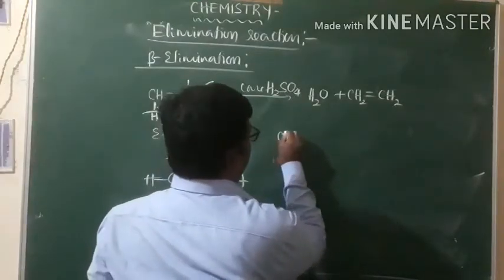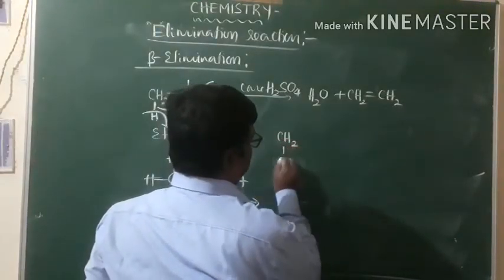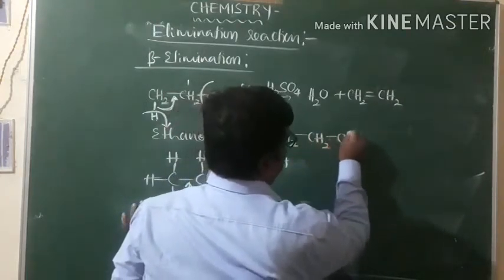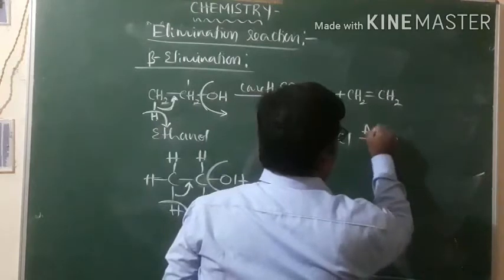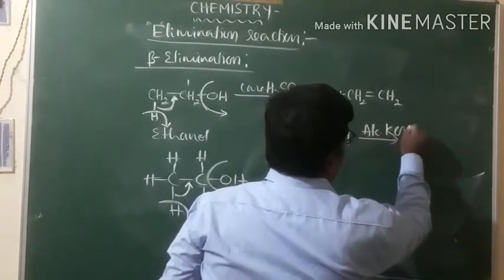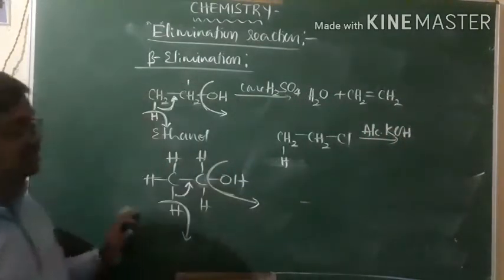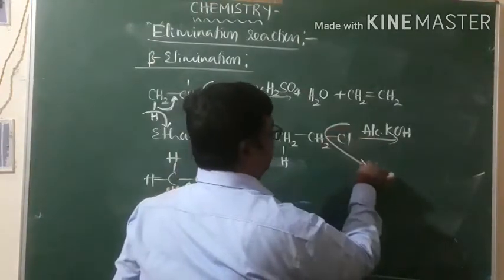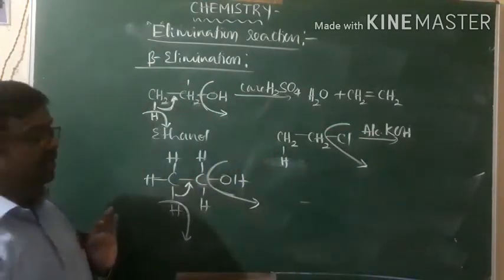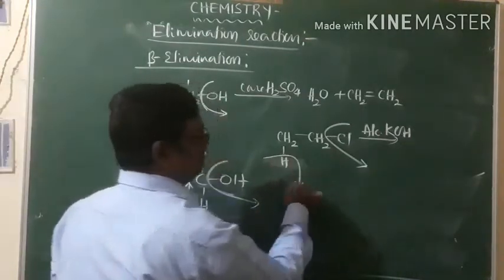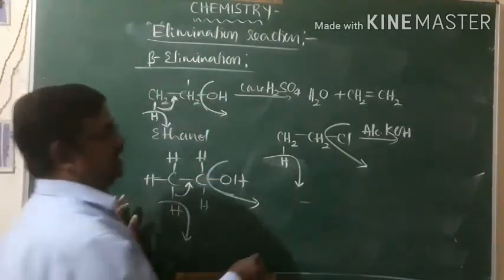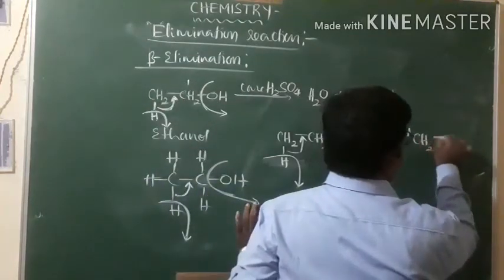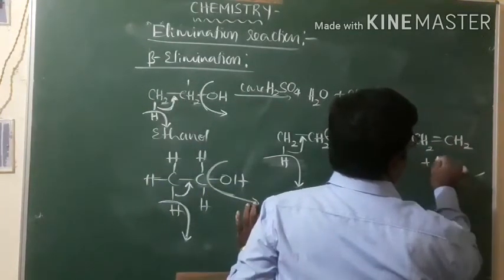I'll go for one more example for the elimination reaction, that is CH3CH2Cl in presence of alcoholic potassium hydroxide. You studied this in first PUC. In presence of alcoholic potassium hydroxide, I remove chlorine in the form of Cl minus. Look at the arrow mark. I remove hydrogen in the form of H plus without bond, right? Again, this will be shifted over here, then it will be CH2 double bond CH2 plus HCl.